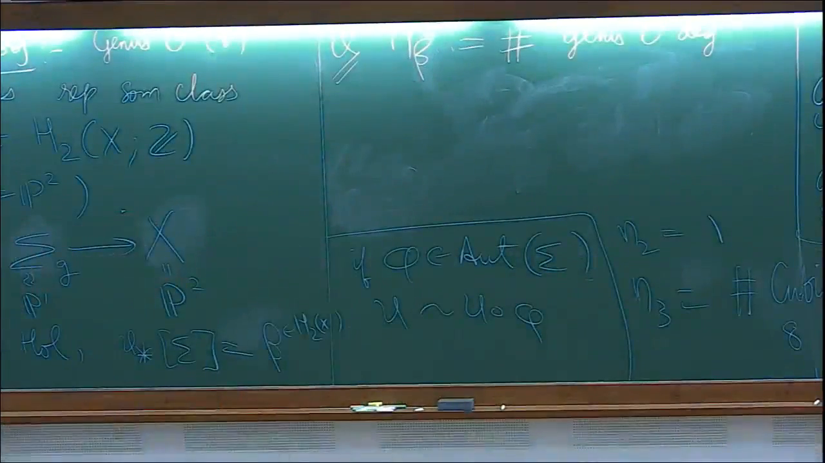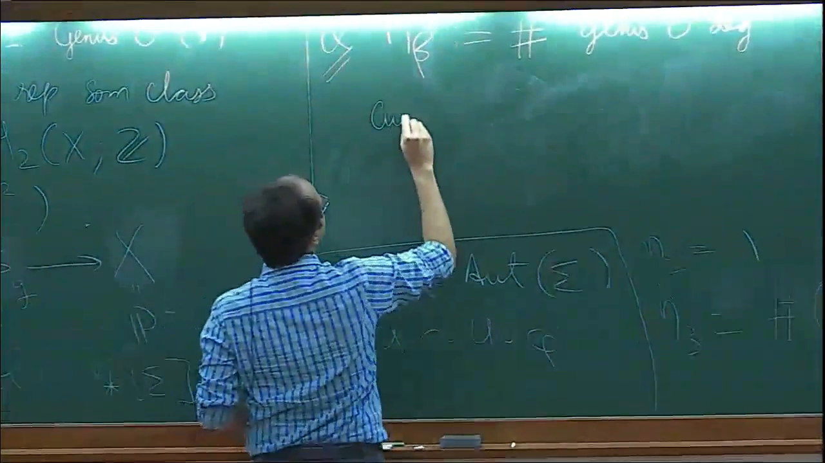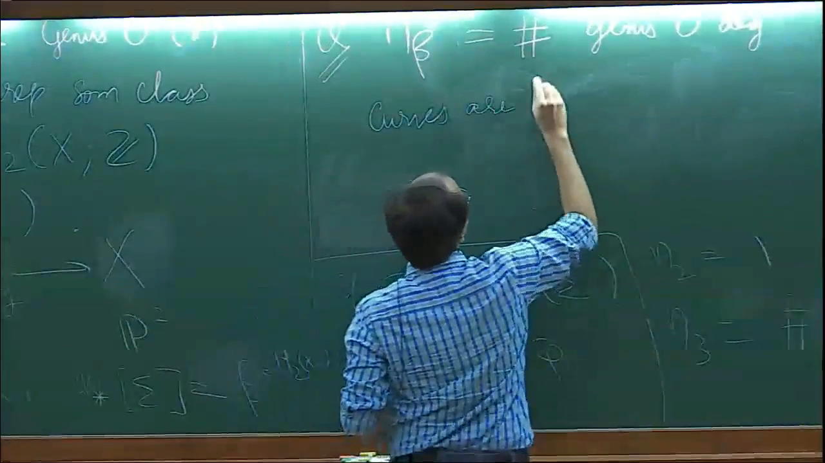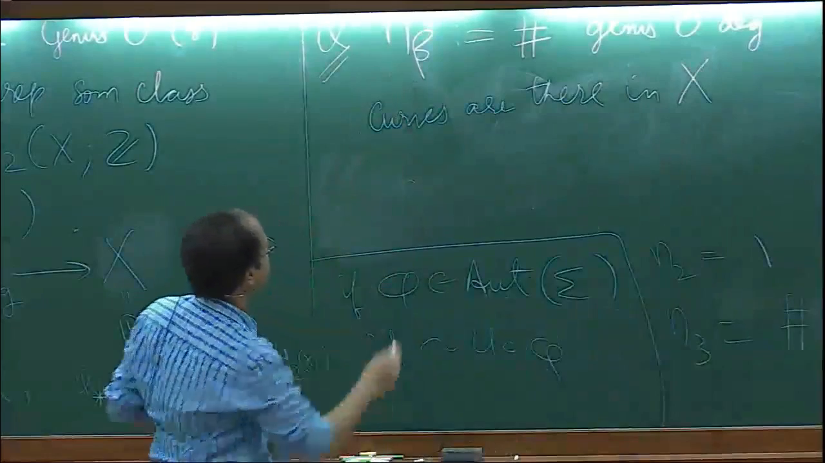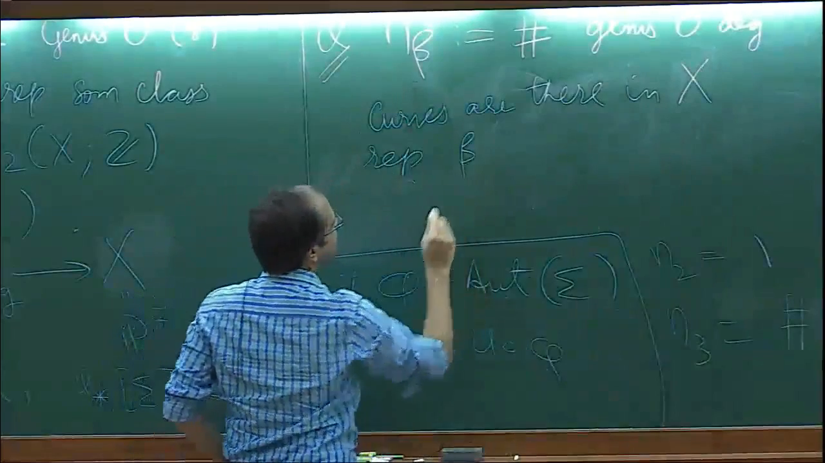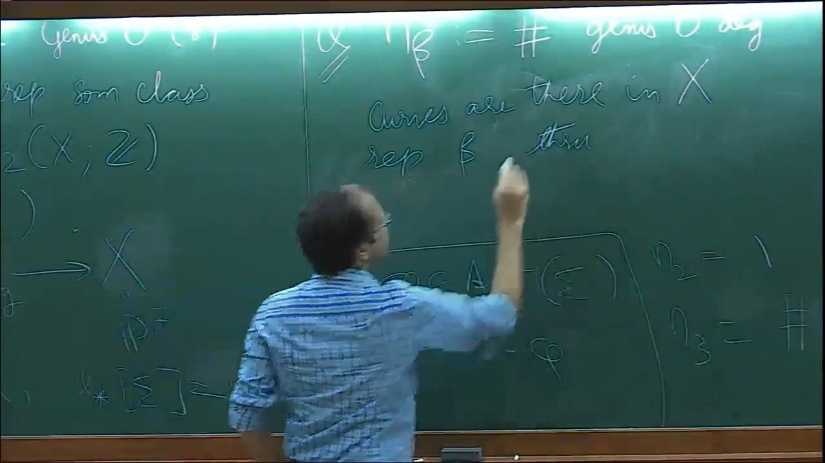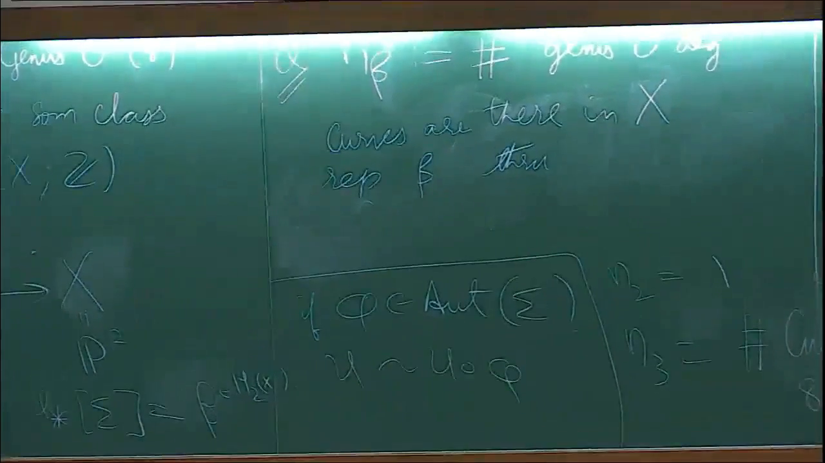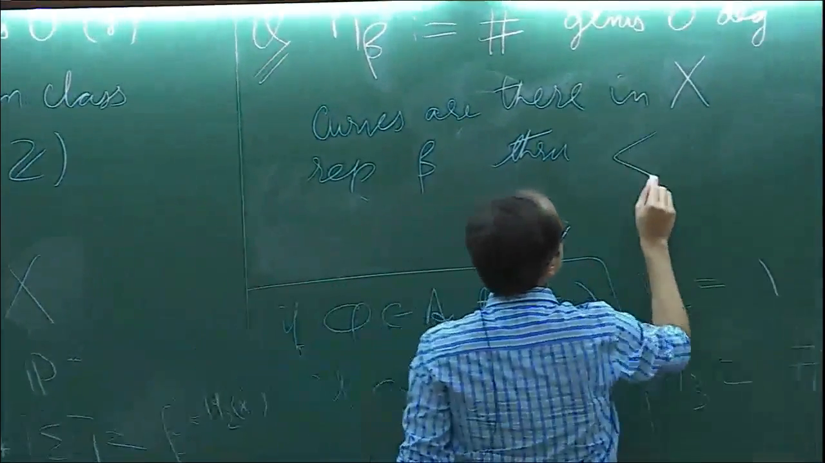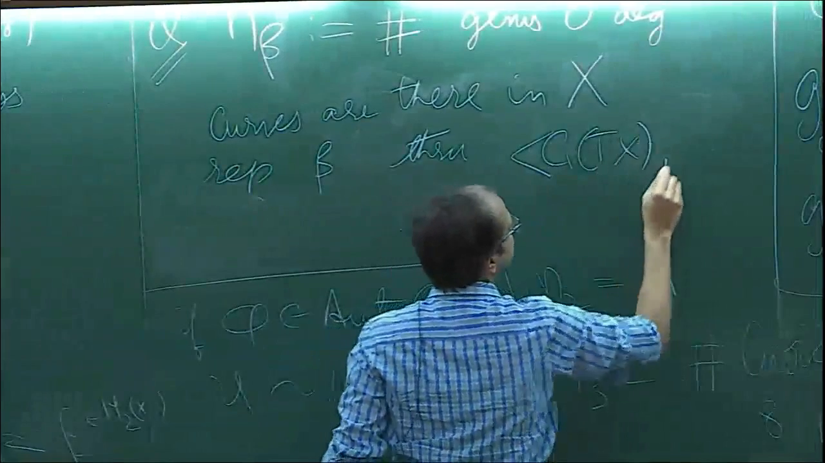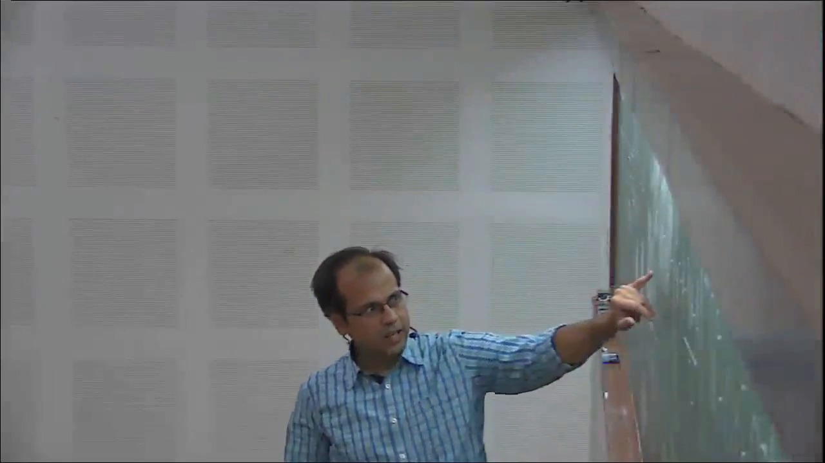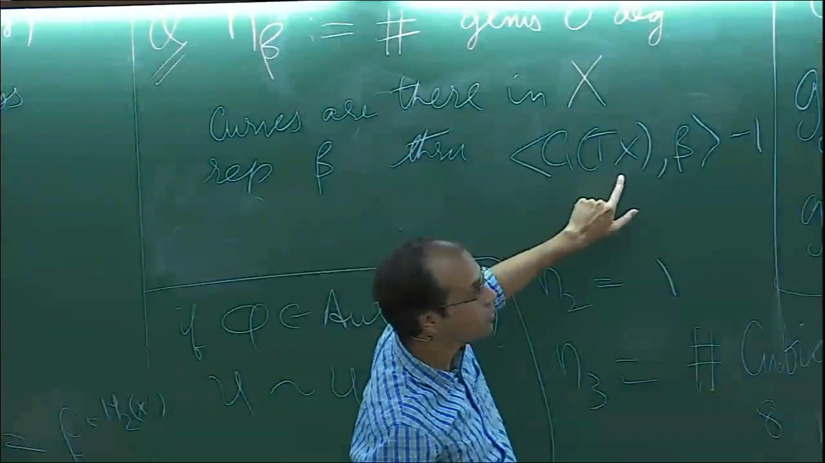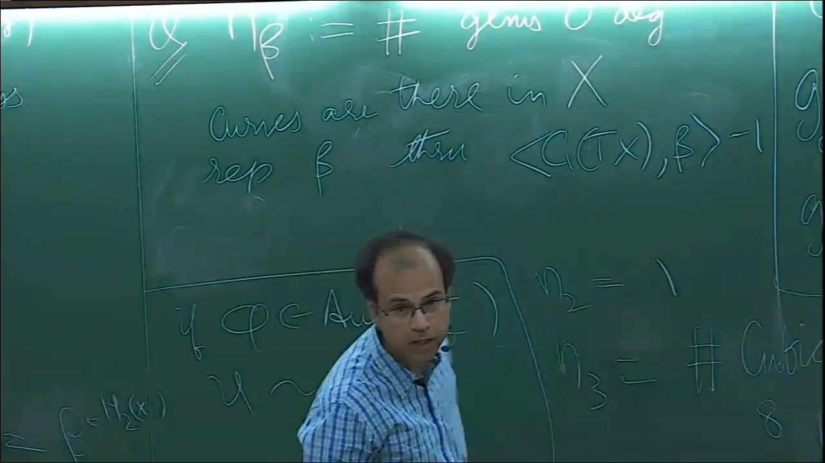I'm asking how many genus 0 degree D curves there are in X representing the class beta that pass through the right number of points. Now the right number of points is as follows. I'll explain this later. It is C1 of TX evaluated on beta minus 1. This is the expected dimension of the moduli space. So you can check that at least for P2, this is 3D minus 1. C1 of TP2 is 3D, and then minus 1.